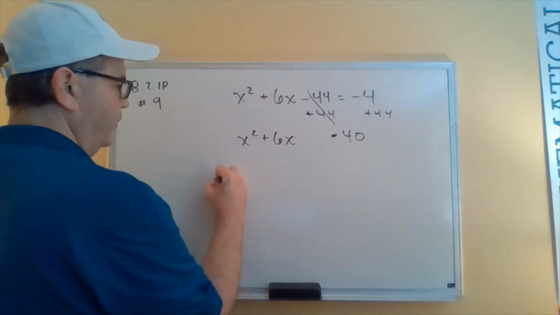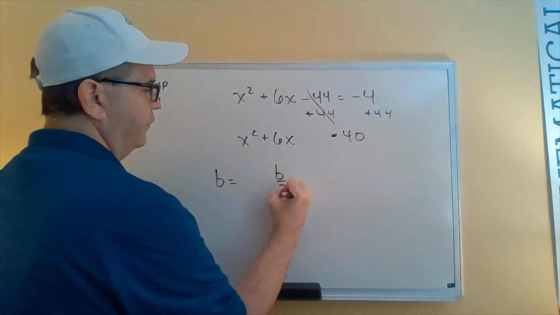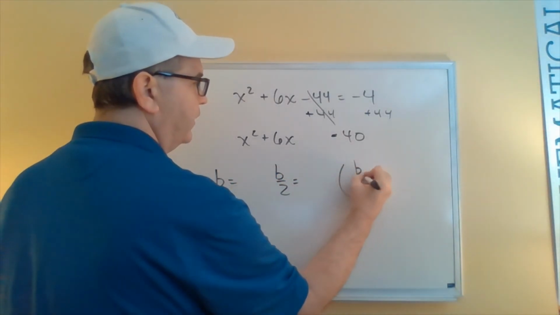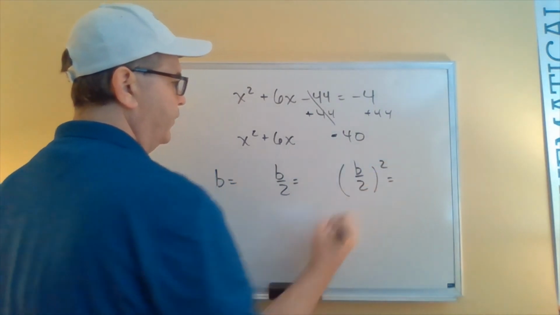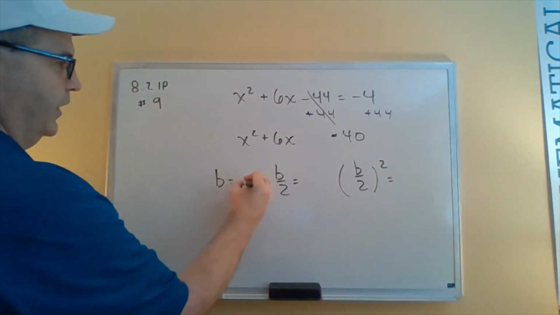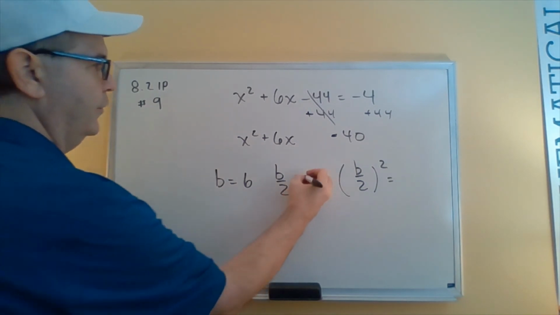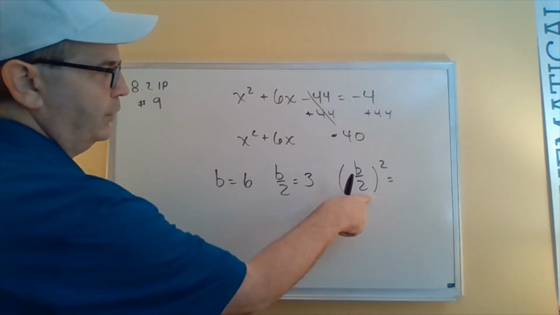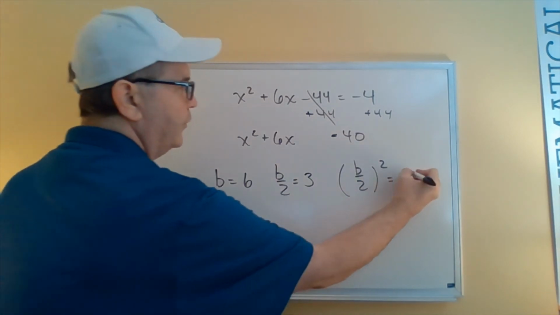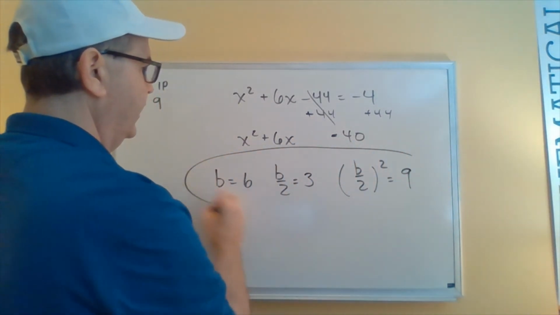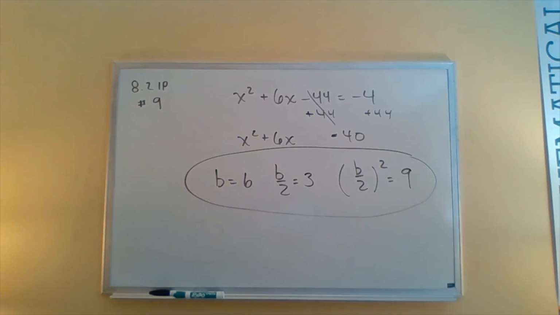So I can identify b over 2, and finally b over 2 squared. Well, b is the coefficient of my middle term, that's 6. B over 2 is 6 divided by 2, that's 3. B over 2 squared, that's 3 squared, or 9. So my answer to number 9 is b equals 6, b over 2 equals 3, b over 2 squared equals 9.